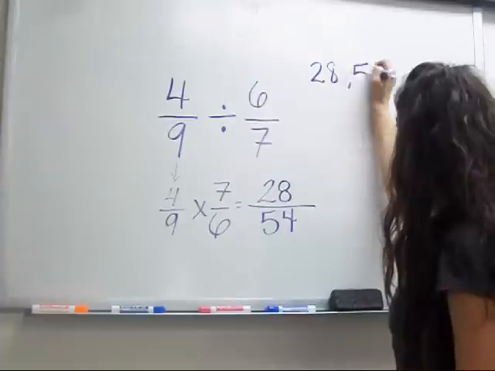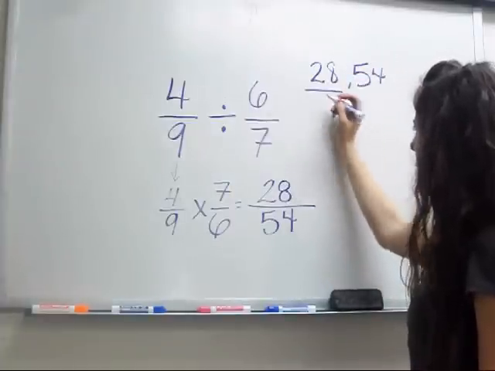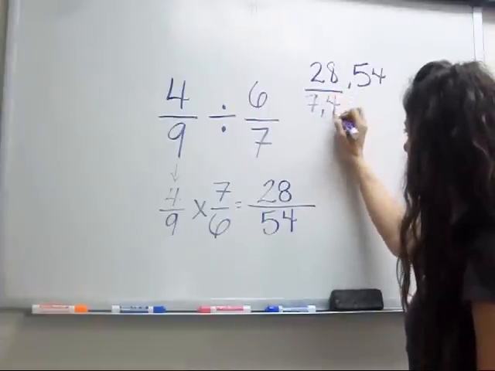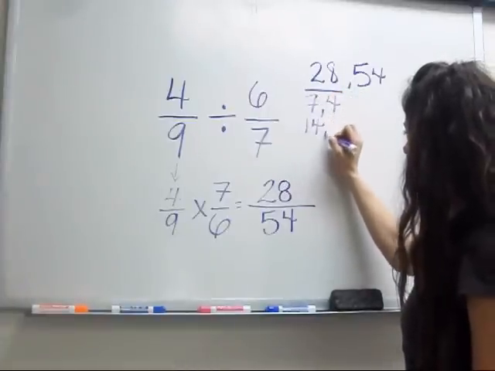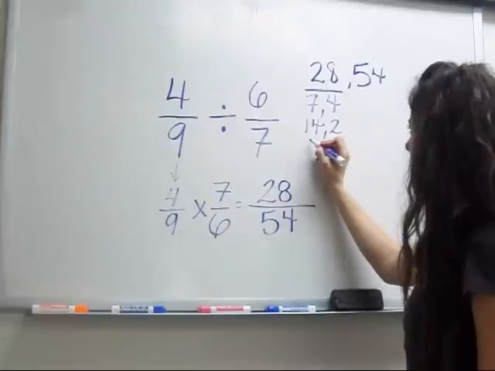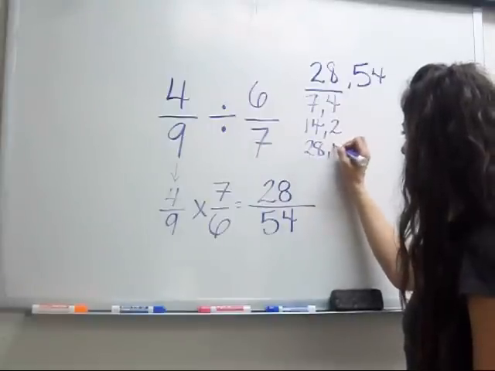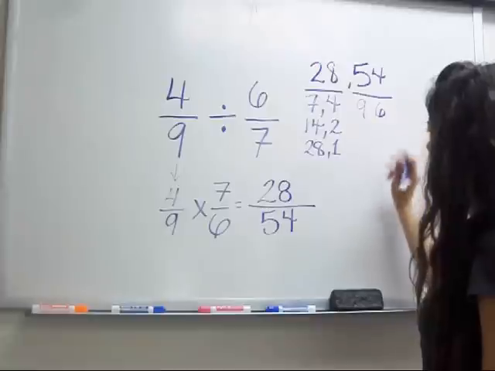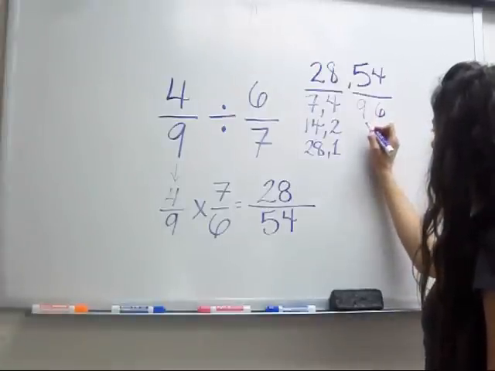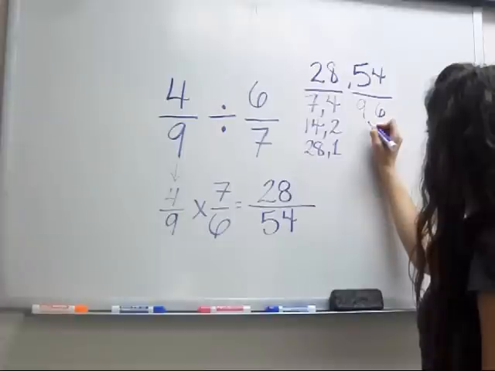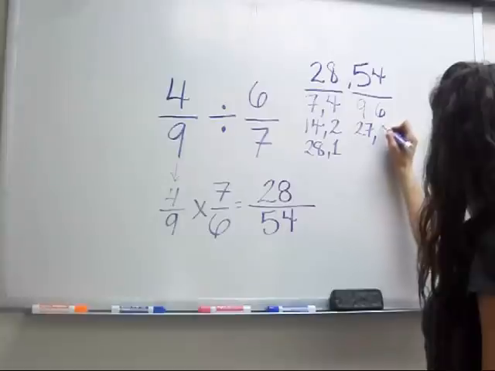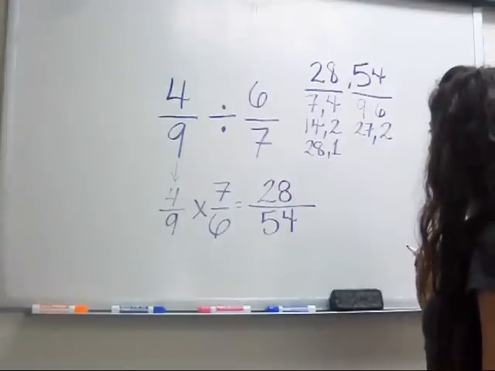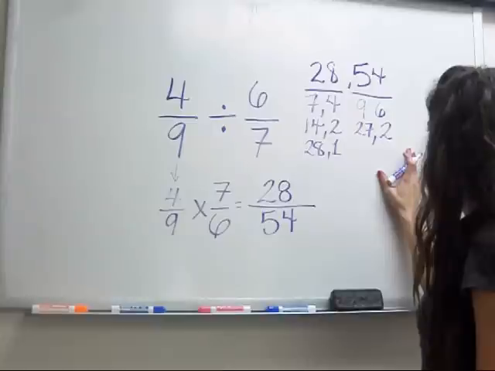28, 54. So my factors of 28 are 7 times 4 equals 28. 14 times 2 equals 28. And 28 times 1. I think that is all of them. Okay, let's do 54. 9 times 6 equals 54. 27 times 2 equals 54. Do we have all of them? I think we do have all of them.